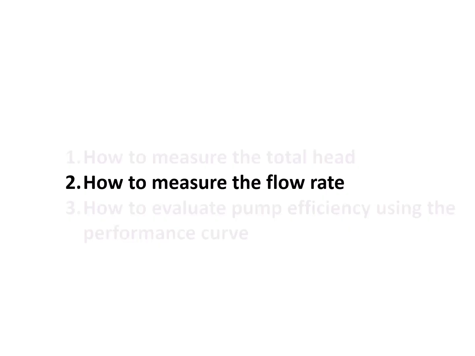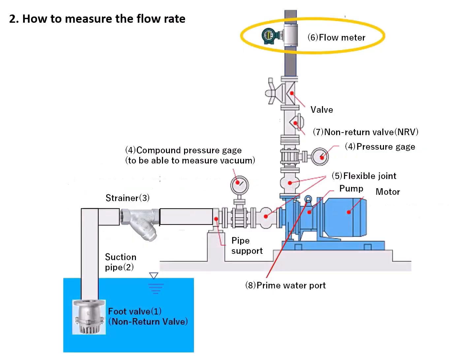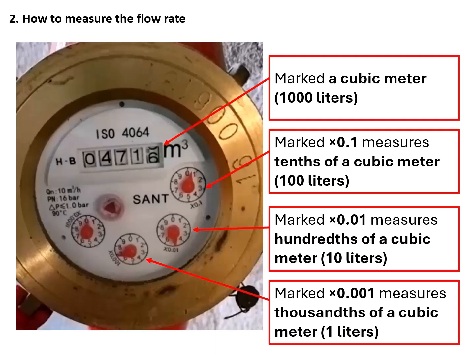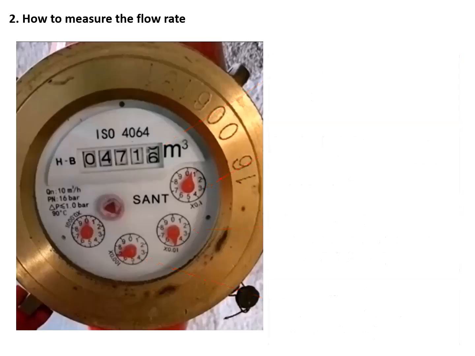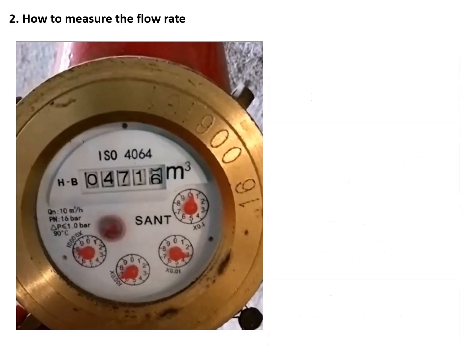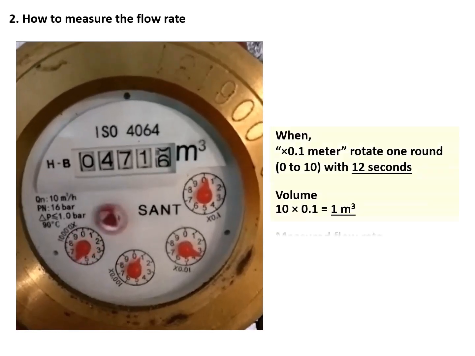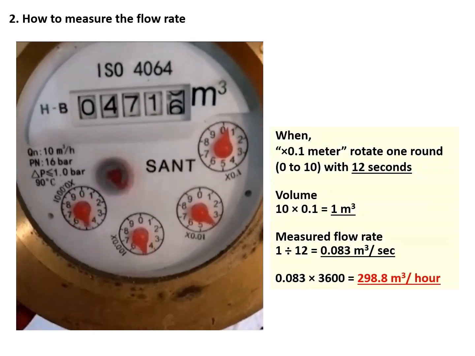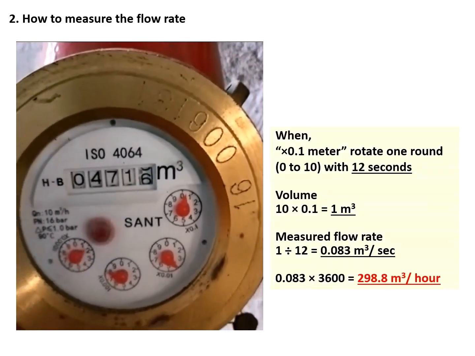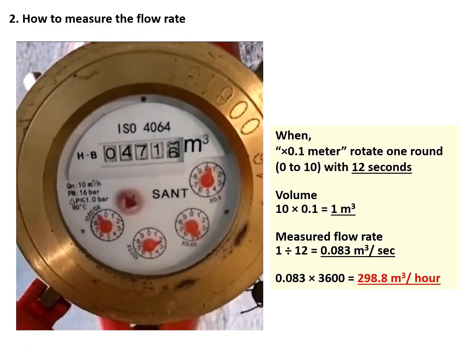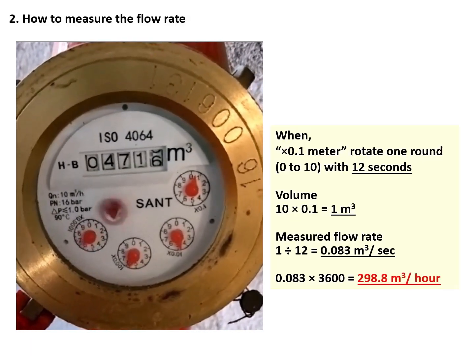As the second part, we start the introduction to pump flow rate measuring. Pump flow rate is normally obtained by flow meter reading. This image shows a water meter, and the smaller dials, the little red needles, are used for precise measurement of smaller water volumes that are less than 1 cubic meter. For example, when it takes 12 seconds to measure 0 to 10 at times 0.1 measures, that means 3,600 over 12 equals 300 cubic meters per hour.